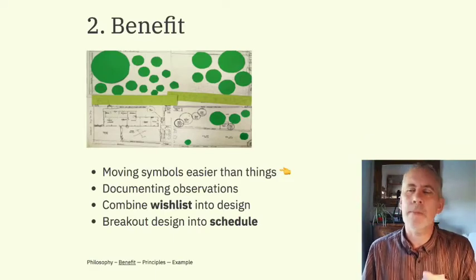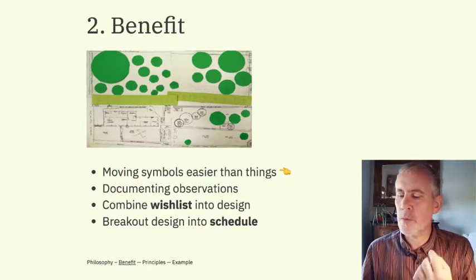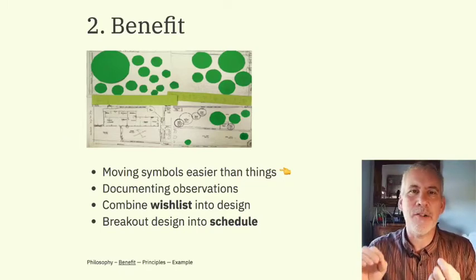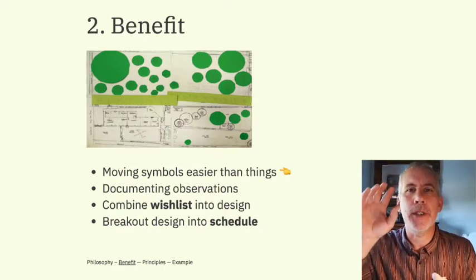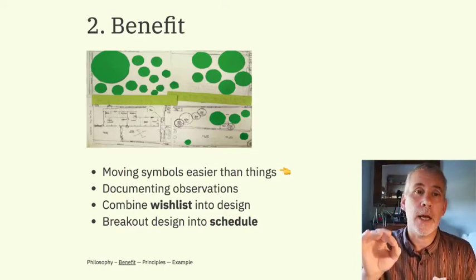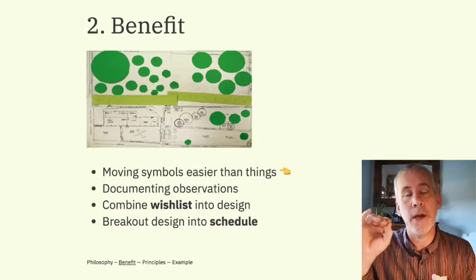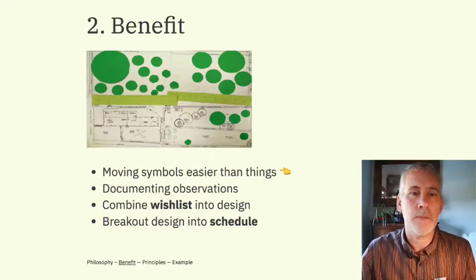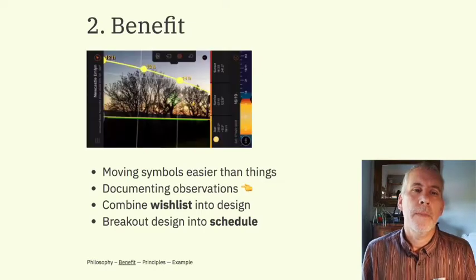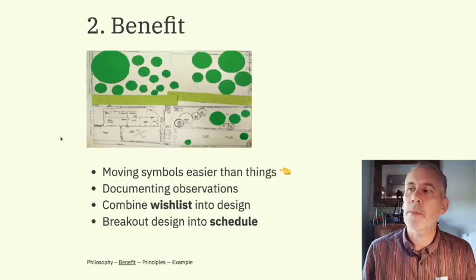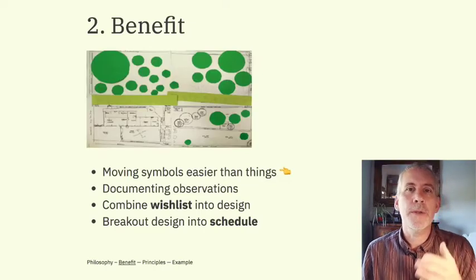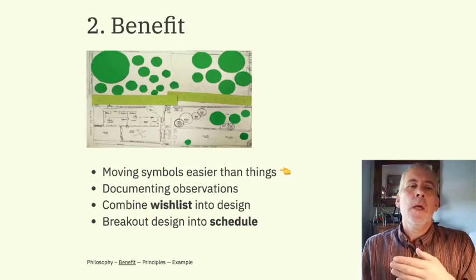So moving symbols is easier than moving physical things. And this is why the key thing to creating a map, again covered last week, is to get the scale right. And that's whether it's a paper map or whether that's a CAD map or a computer map. And it's a place to document observations. So the observations that you made in the planning process.